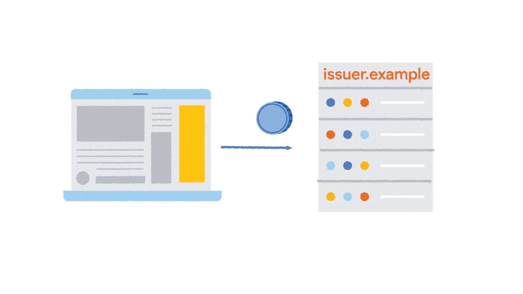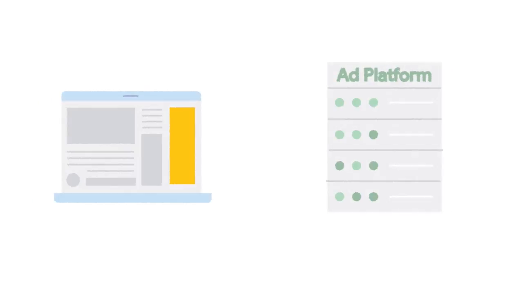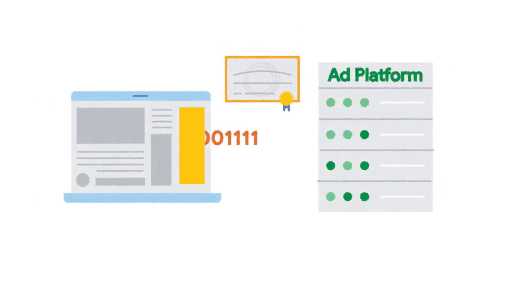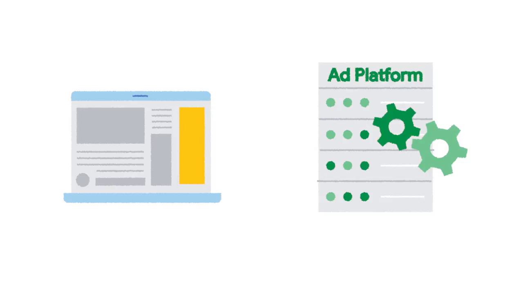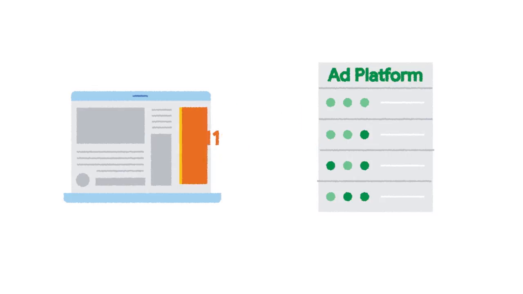In this example, the redeemer site, news.example, makes a request to the issuer, issuer.example, to redeem a trust token that was stored by the user's browser. The issuer site responds with data, including what's called a redemption record. And the news site now makes a request to an ad platform, including the redemption record, to show that the user is trusted by the issuer to be a real, actual human. Once the ad platform is satisfied by the redemption record that the request is for a real user, the platform provides the data required to display an ad, and the publisher site displays the ad.